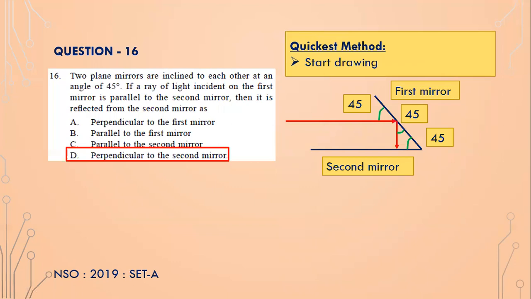Two plane mirrors are inclined to each other at an angle of 45 degrees. If a ray of light incident on the first mirror is parallel to the second mirror, then it is reflected back from the second mirror as.